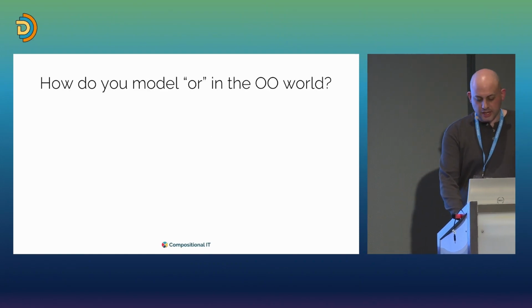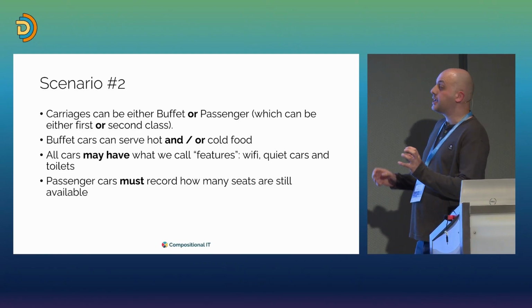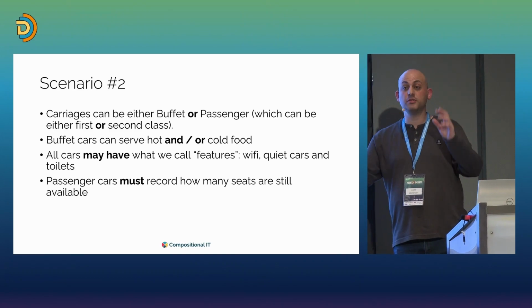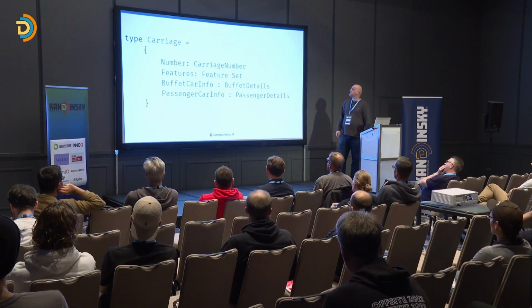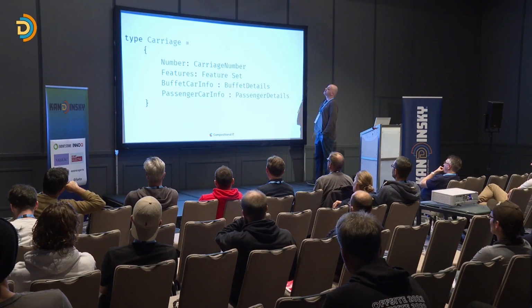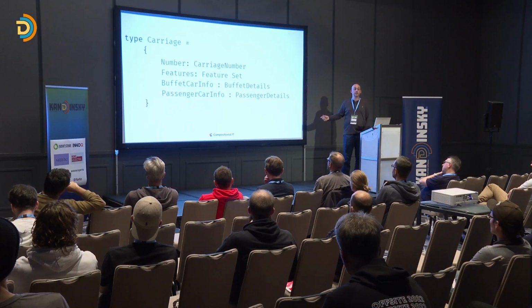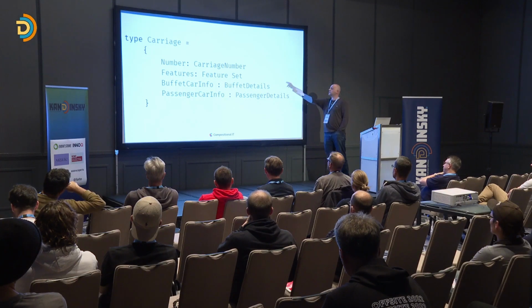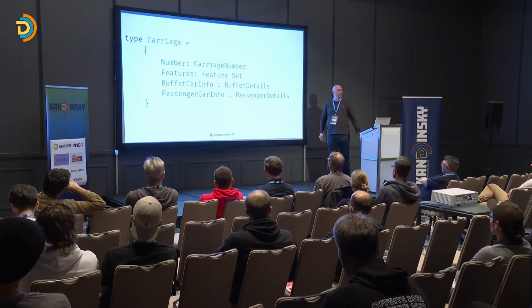How would you model something like this in the OO world? I want to model that a carriage can be either a buffet car or a passenger car. What would you do? I mean, literally, has anyone got any ideas? How would you model this in a class? Would you do something like this? I've got a carriage, and then I've got to capture both the information here, the buffet car info or the passenger information. Maybe we'll leave them both as nullable, so that if it's not the buffet car and it's a passenger car, then we just don't touch the other field. Check before you touch it, so it's not null. Do the right thing.